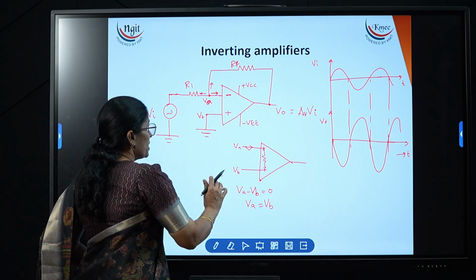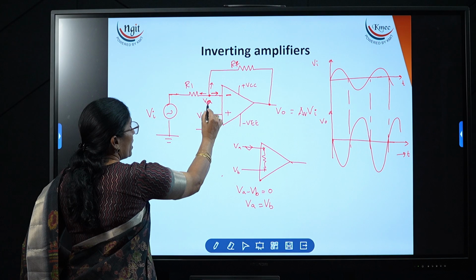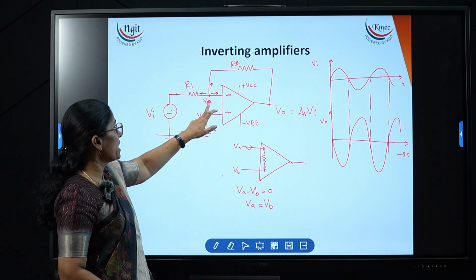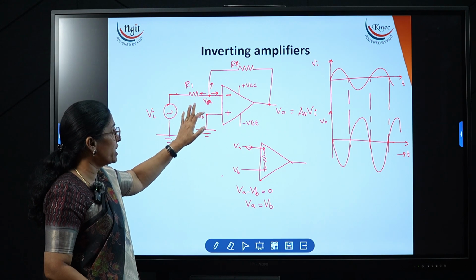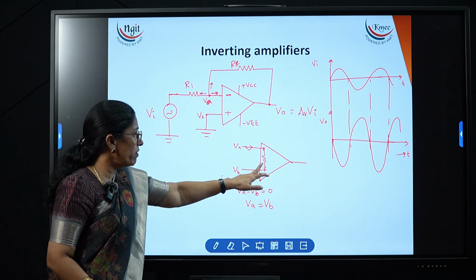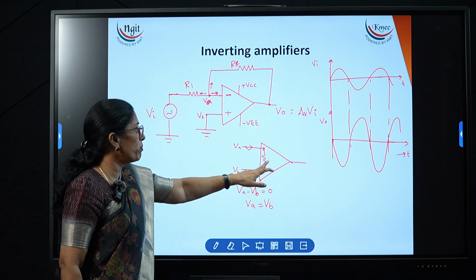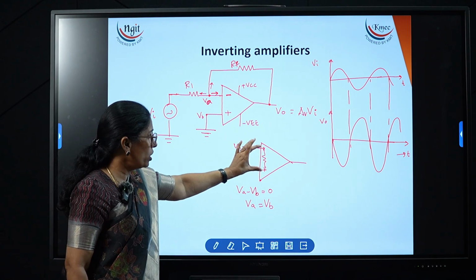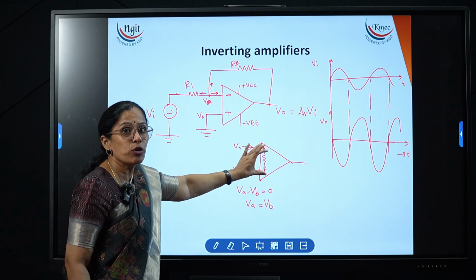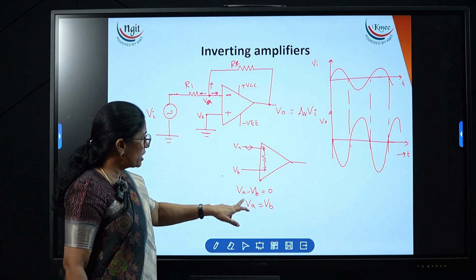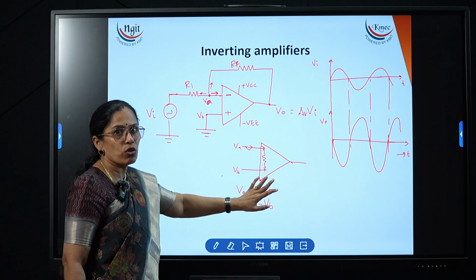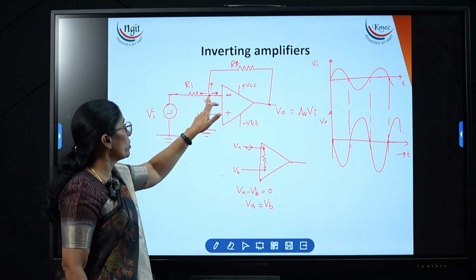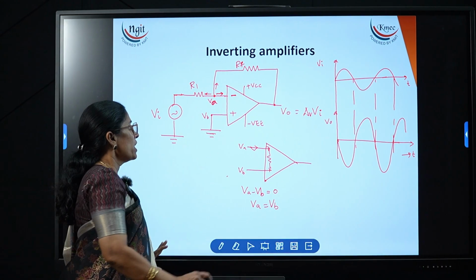So now, for all the applications when we derive the expression, I'll always say that VA is equal to VB. Why is VA equal to VB? Because of very high input impedance, no current is flowing into the amplifier, thereby the voltage drop across this input impedance is 0. That is nothing but VA minus VB is equal to 0, and VA is equal to VB. Always these two voltages are equal.